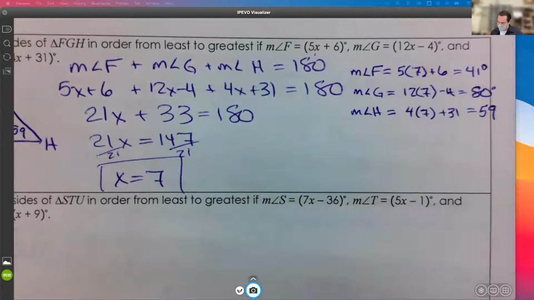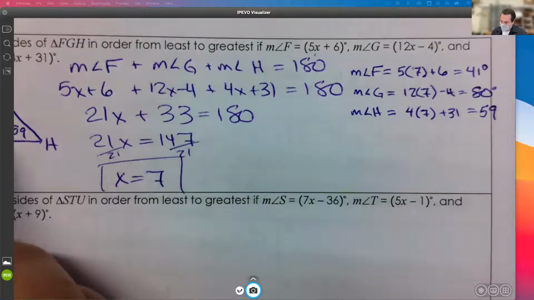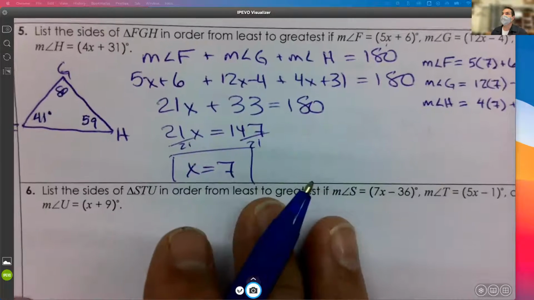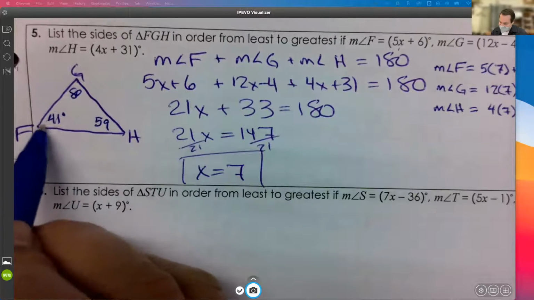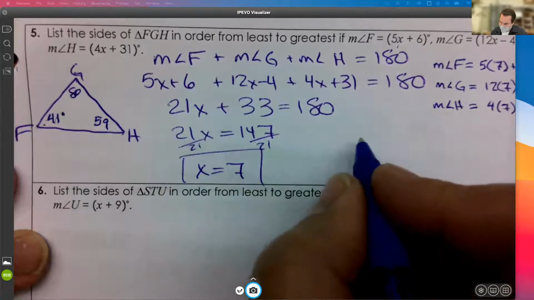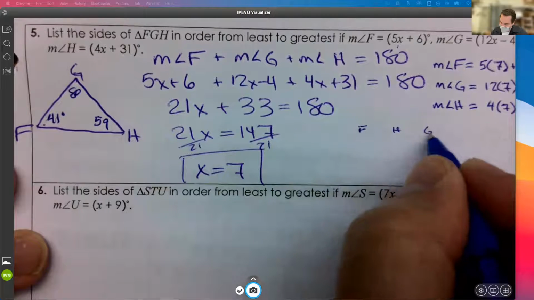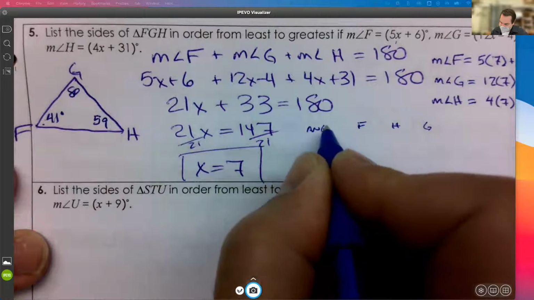Now I want to list the sides in order from least to greatest. So what's the first side I'm going to list? Good, it's angle F, which means what side would I choose? GH. And if you wanted to do it that way, you could do it with angles first and say F, then H, then G. These are angles.